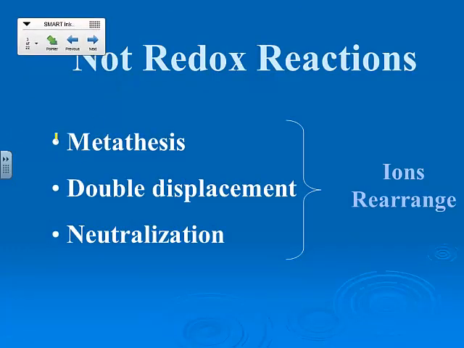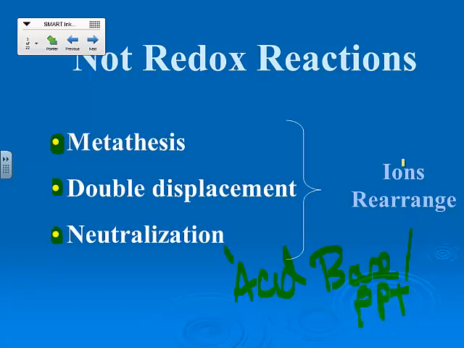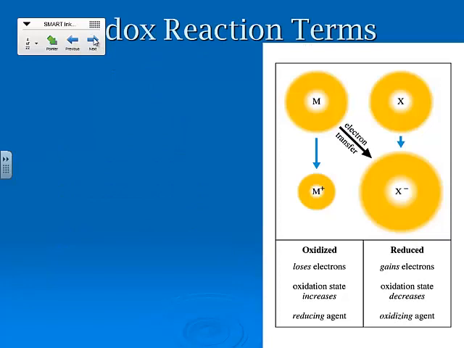Ones that are not redox are typically double replacements. Metathesis, double displacement, or neutralization, acid-base falls into this category, as well as precipitation reactions. Okay, those are not transferring electrons, it's simply ions rearranging, and typically products being produced that are insoluble. So that's what falls into that category.